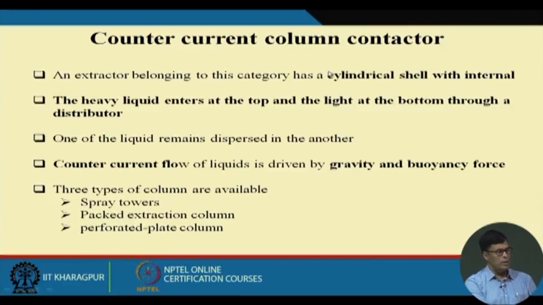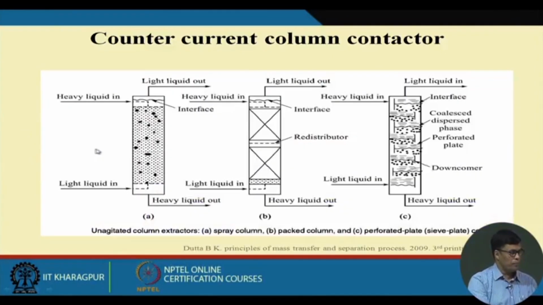Now counter current column extractor. The extractor belongs to this category as the cylindrical cell with the internals. The heavy liquid enters from the top and light liquid from the bottom through a distributor. I can show you. Now I think this will be very clear to you how it is.